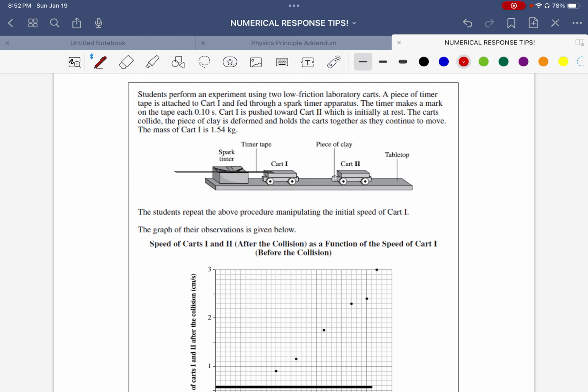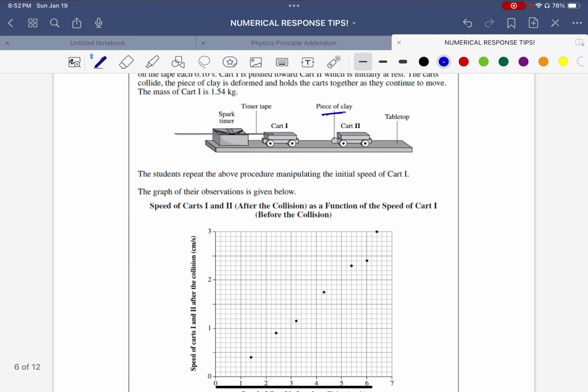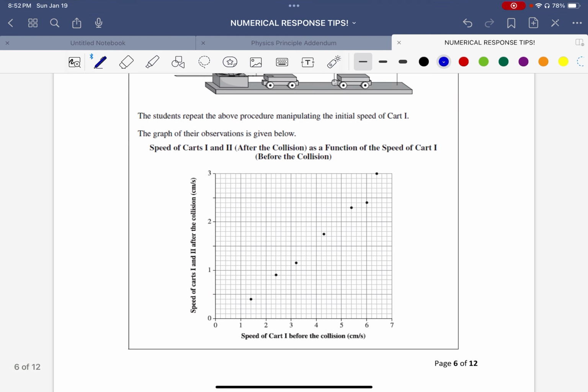There's a piece of clay in the middle here, so the carts stick together upon the collision, then they head off as one object. We've got a graph here of the speed of carts 1 and 2, the combined velocity after the collision versus the speed of cart 1 before the collision. Cart number 2 isn't moving before the collision, right? Cart number 1 before the collision, both carts combined after the collision.